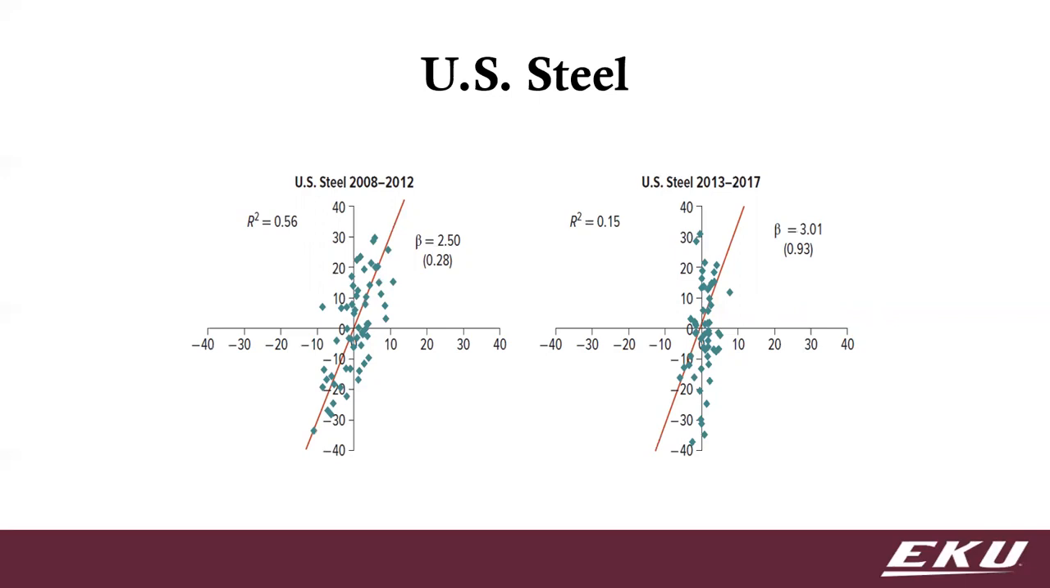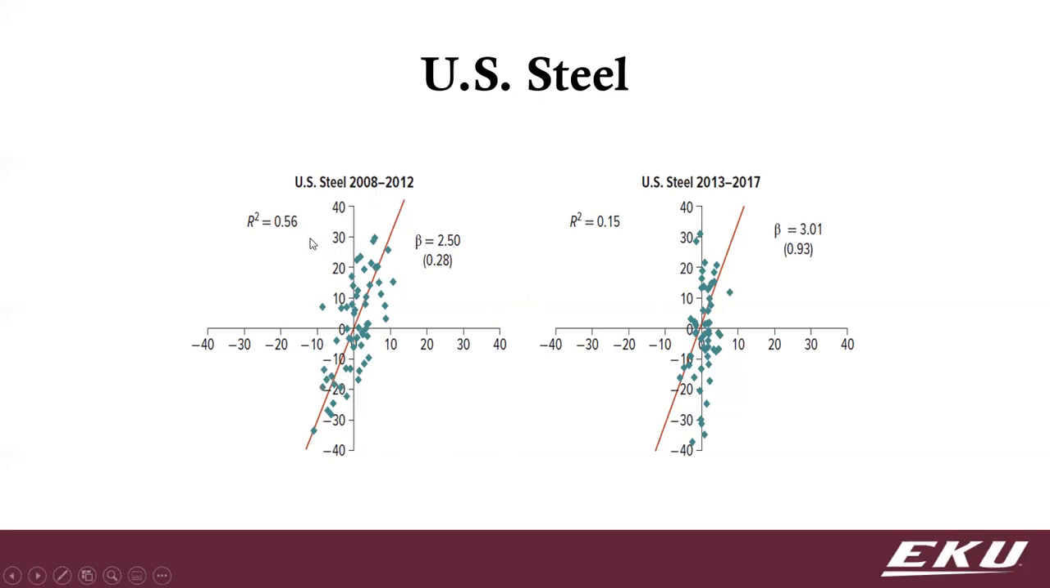2008 through 2012 was during the financial crisis, the home building, and all that. And then 13 through 17, it's a slightly different environment, so the beta itself is changing. But the other thing to keep in mind is this thing called R squared, which is how well does this explain it?